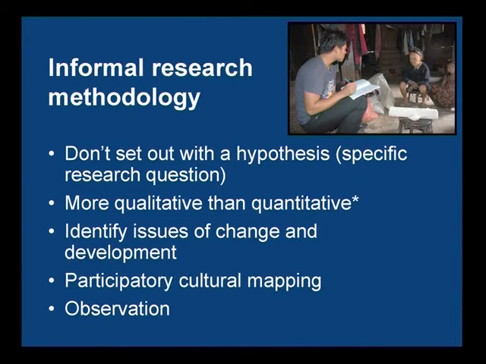We try to use quite an informal research methodology, so we don't set out with a hypothesis. So that means we don't set out necessarily with a very strict research question. We might say that we're looking into this community because we're interested in Taoism, or we're interested in looking at the way in which tourism has been affecting their community, but we don't go in and say, well, these are the 20 questions we're going to ask and we want to find out what the answers are.